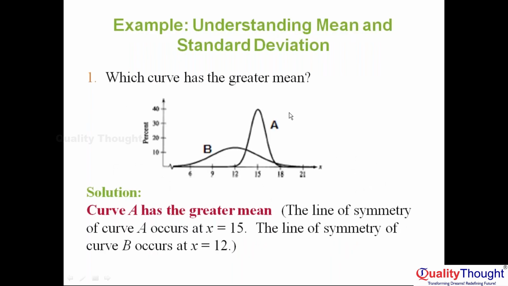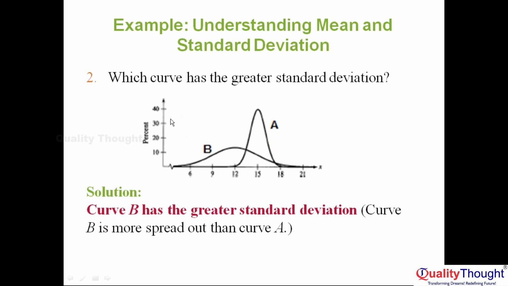Which curve has the greater mean? Obviously, A will have the greater mean. Which curve has the greater standard deviation? Obviously, it is B. Why? Because it is more spread.